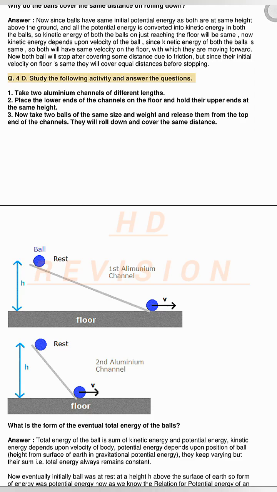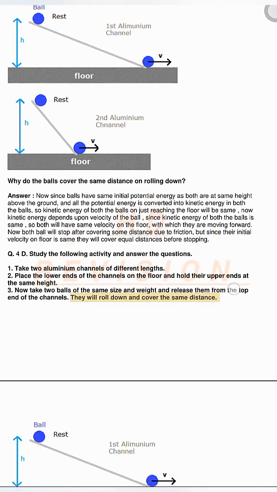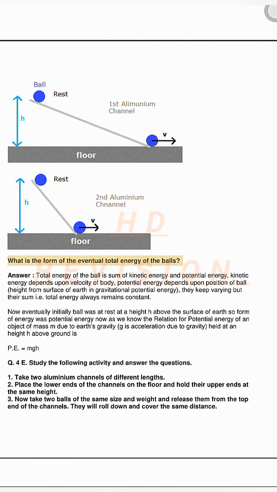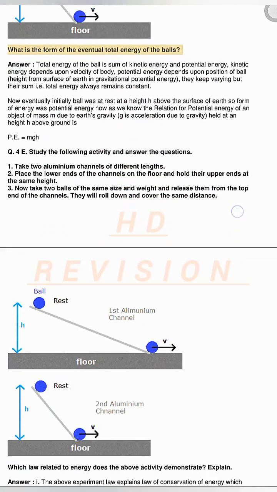Q4 D. Study the following activity and answer the questions. 1. Take two aluminium channels of different lengths. 2. Place the lower ends of the channels on the floor and hold their upper ends at the same height. 3. Now take two balls of the same size and weight and release them from the top end of the channels. They will roll down and cover the same distance. What is the form of the eventual total energy of the balls?